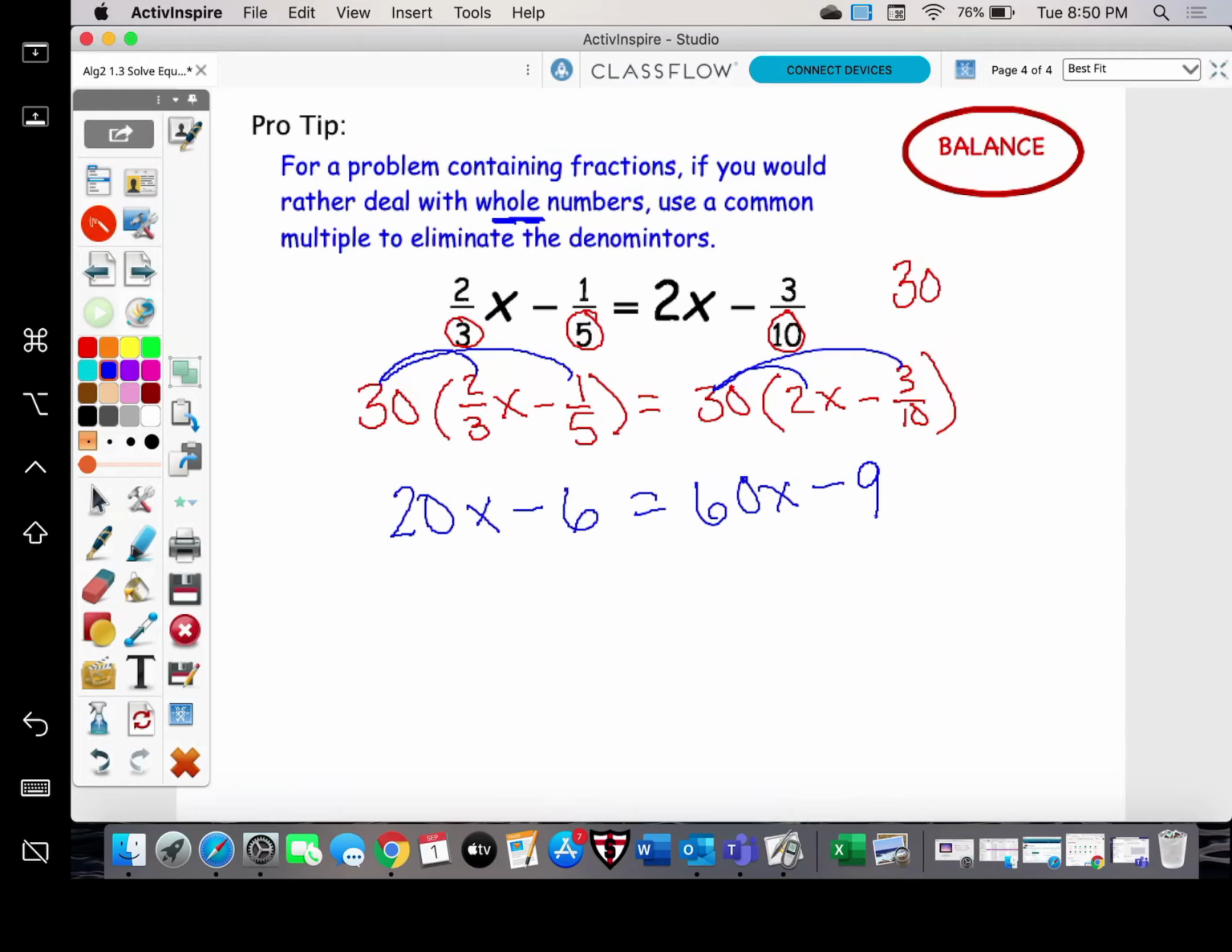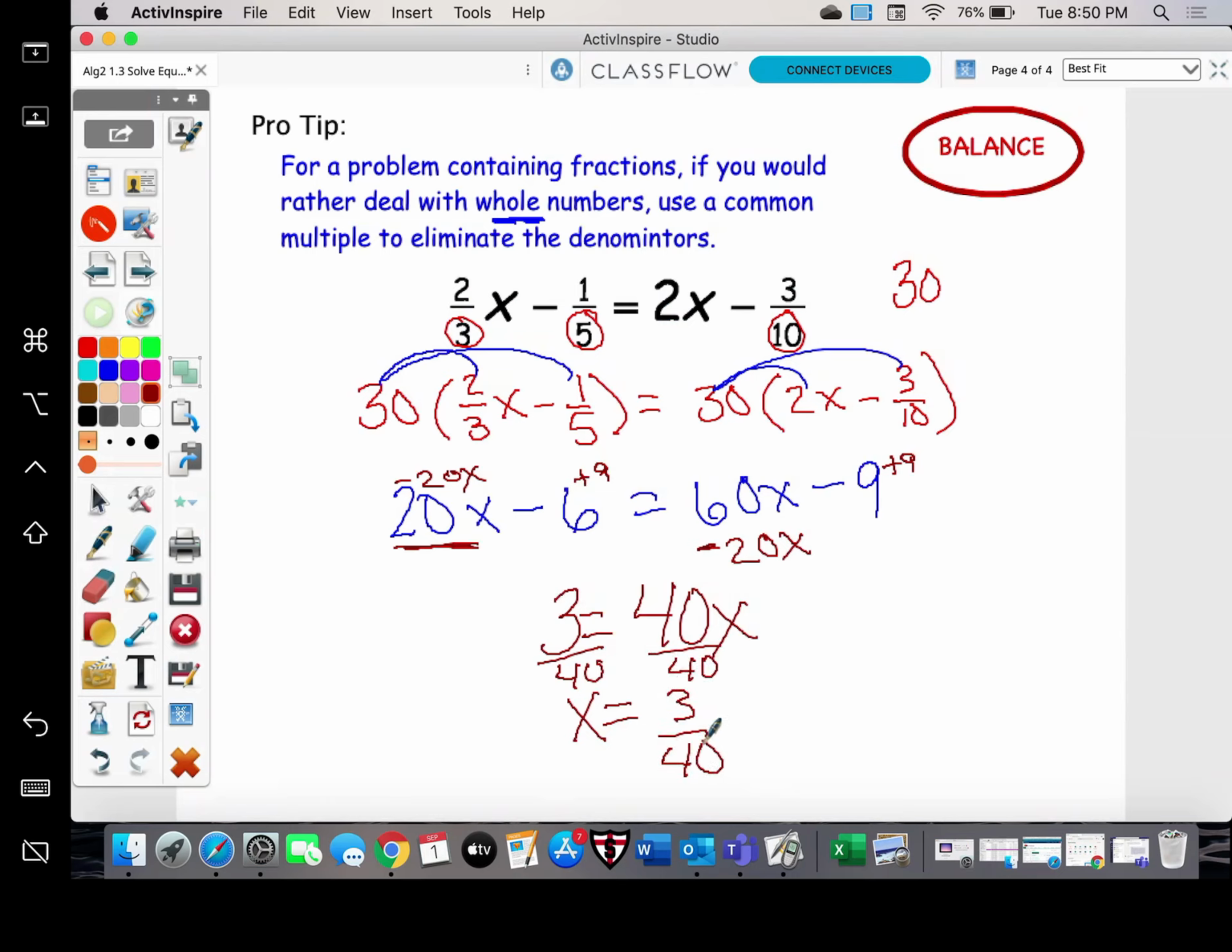So we want to gather our like terms on the same side. I'm going to move my 20x to the other side, so I've got to subtract 20x from both sides. And at the same time, I'm going to move this negative 9 over to the left by adding 9 to both sides. So I get 3 is equal to 40x. And x is equal to, oh, I have to divide by 40. That does not look like a nice number that I know what it is. So x equals 3 over 40. And of course you can check by plugging back in.